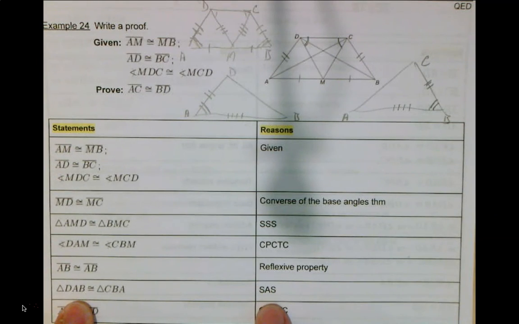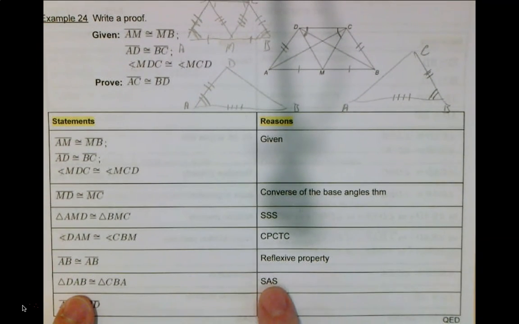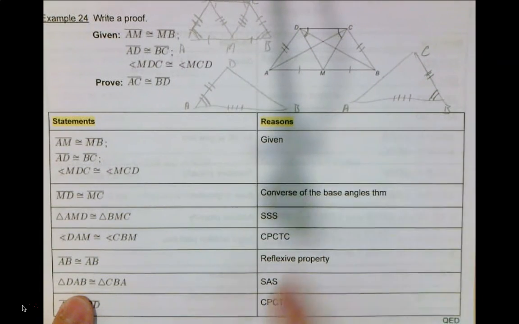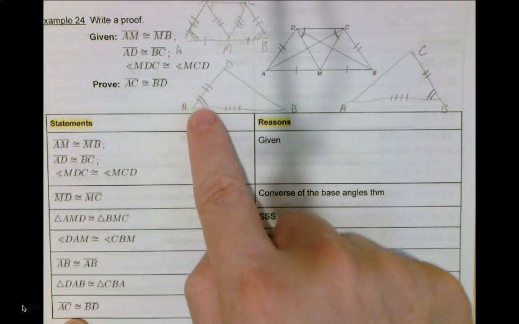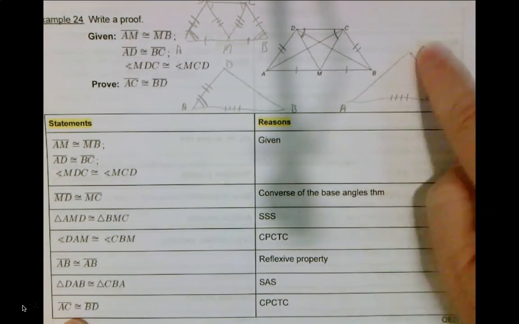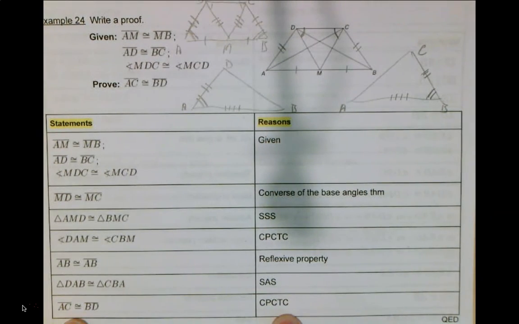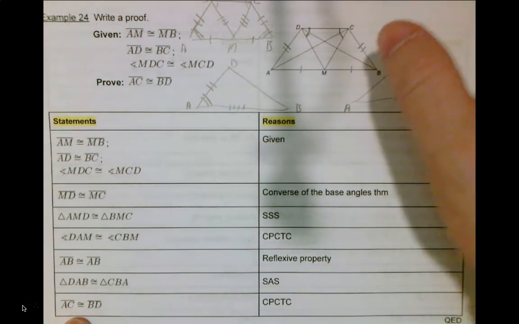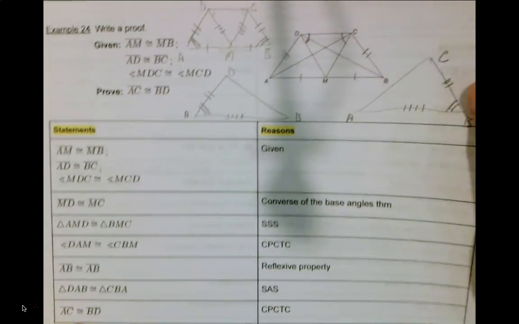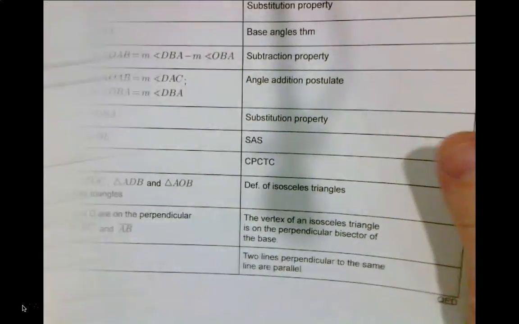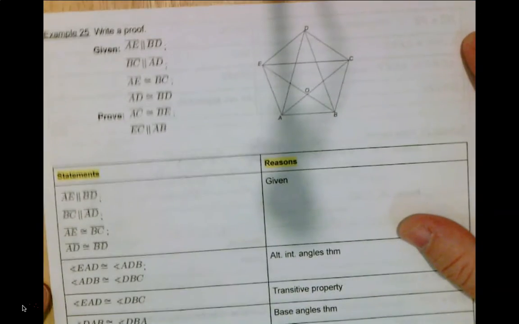AB is congruent to itself, reflexive property. Triangle DAB is congruent to triangle CBA by side angle side. AC congruent to BD over here by CPCTC. That was example 24.